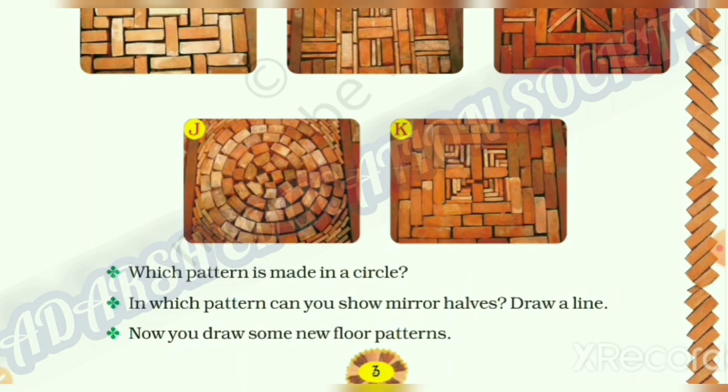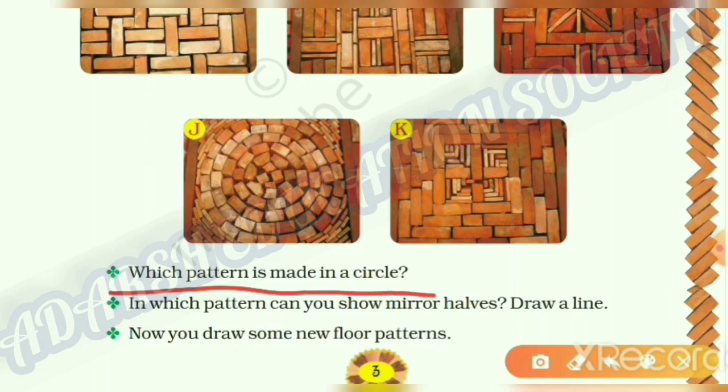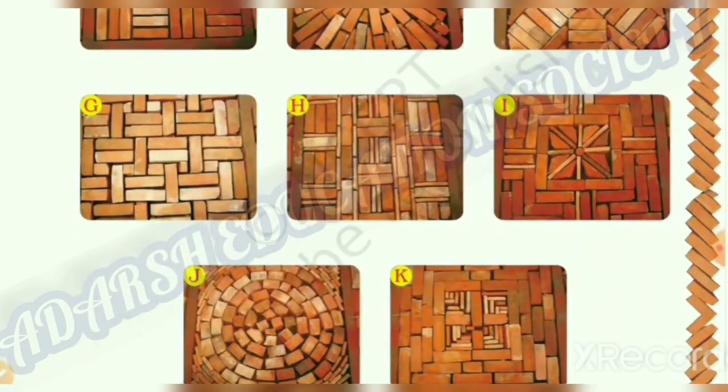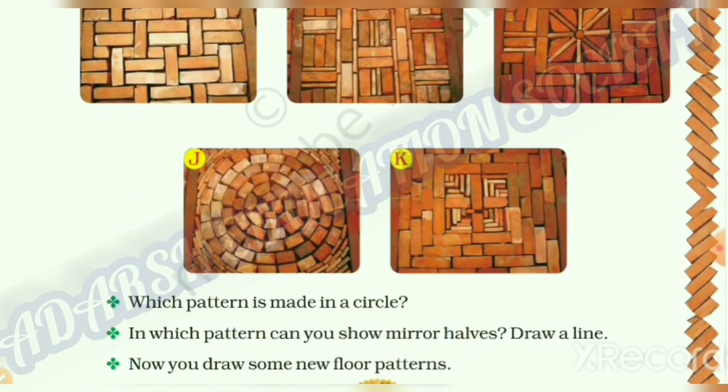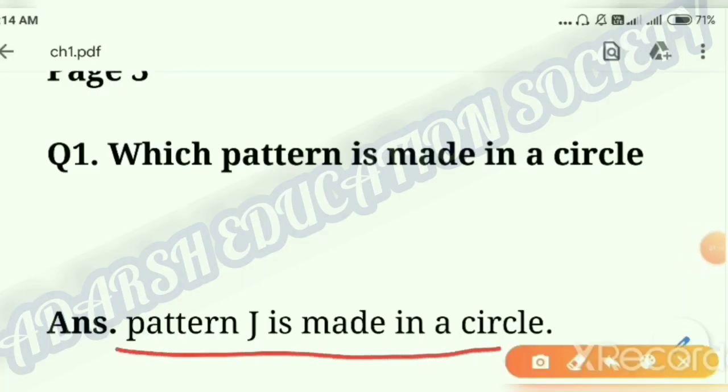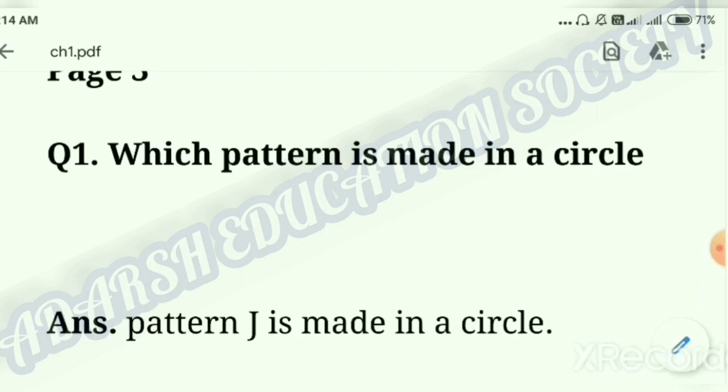Now here 3 questions given. Let's read the questions and give the answer. First one, which pattern is made in a circle? Children, here you have to write answer in your textbook, okay? Which pattern is made in circle? Look at all the patterns which is given here and write answer like this. Pattern J is made in a circle. Okay, children?